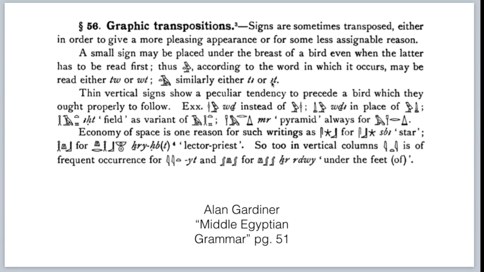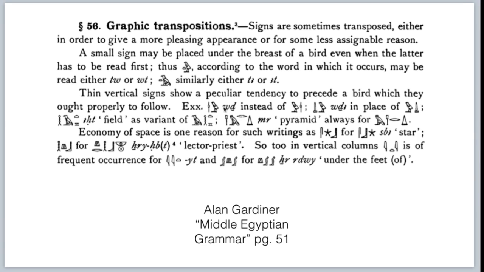So how would you know? It goes again into what I called anaphora. You have to do a syntactic analysis of how the words are used within the context in which it is used. And this is why he says, according to the word in which it occurs. And then he goes on to say, thin vertical signs show a peculiar tendency to precede the bird, which they ought to properly follow. So you have given an example.